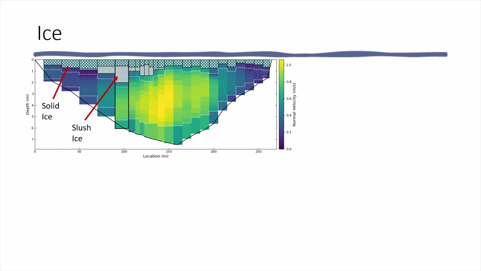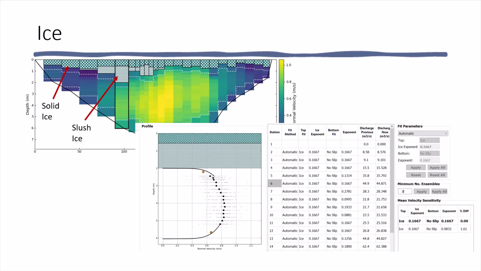For measurements made through ice, QRevMS distinguishes between solid ice and slush ice in the graphs based on the data provided by the user. QRevMS also provides the user the ability to change the ice exponent from the default 1/6 value. Currently, QRevMS does not automatically compute an ice exponent, but uses the default value of 1/6.